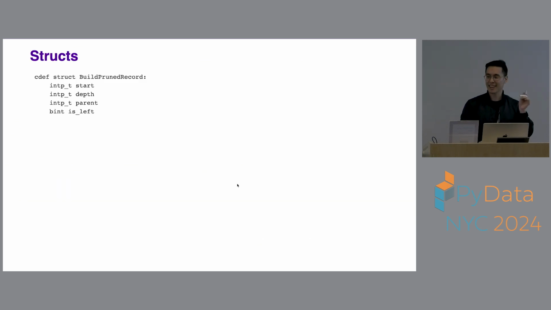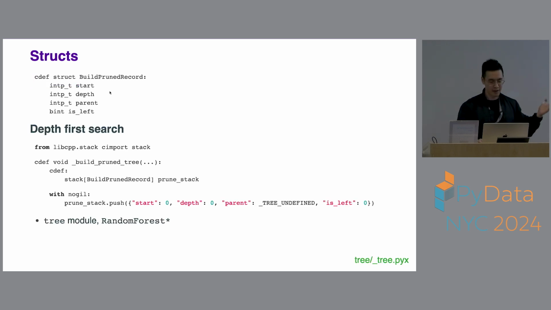Structs. Who here has written C sometime in the past? Okay. These are basically C structs. A cdef struct is a C struct. You could use them in combination with many things. In this case, I'm using a stack from C++. So you can import C++ things from Cython.